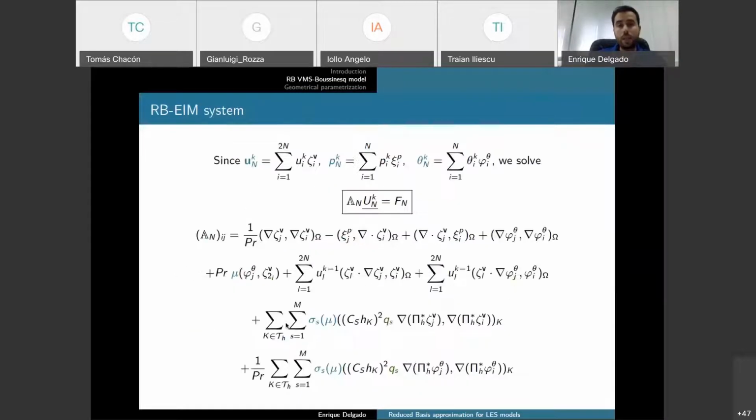So I resume here the full algebraic system. Here, the matrices that we have to consider are the ones related to the linear and nonlinear terms, plus the one that we have linearized thanks to the empirical interpolation method. Thanks to that, we are able to store offline all the matrices that appear here, and just compute the solution online, just changing the value of the parameter.